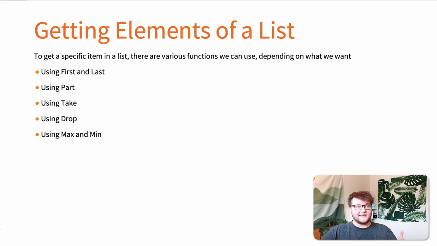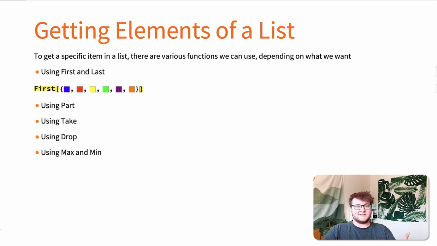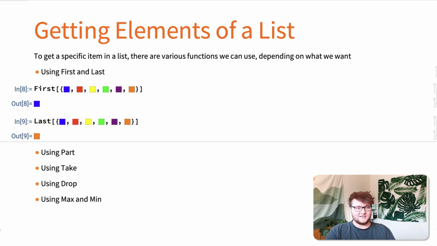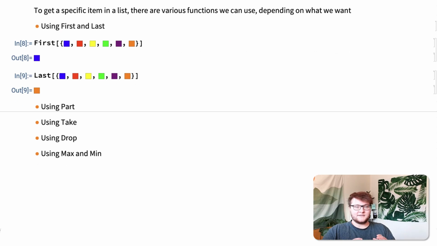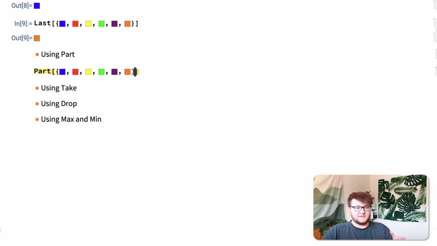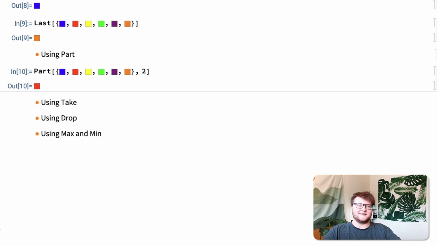Now let's talk about getting elements of a list. So if we want to get a specific item in a list, there are several different ways that we can do that, depending on exactly what we want. If we're specifically looking for the first or the last element in the list, then we can use the function first or the function last. The most general function for getting elements of a list is part, which returns the element at a specific position. So we can say part of a list, the second one please. It'll give us the second part of that list.